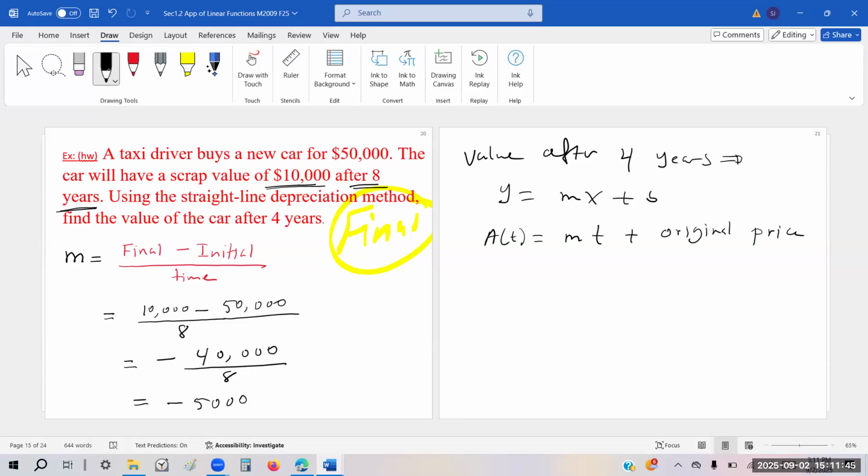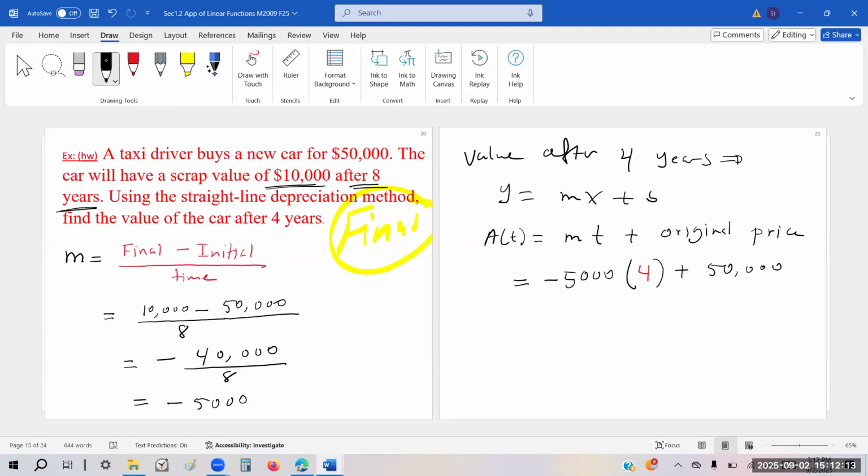This is what it means. Y equals mx plus b. B is the original price, M is whatever you have, and T is how many years you are spending after buying the car. So every year we are losing 5,000. And we want to see after 4 years how much is left. And our original price is 50,000.